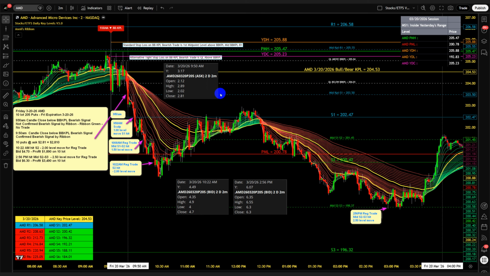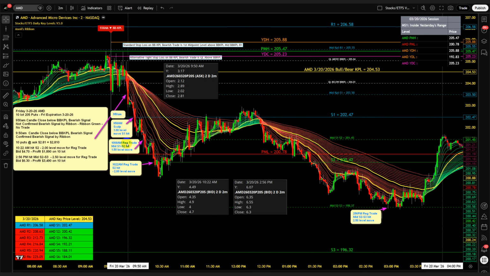Okay, so the 205 puts on this 9:50 a.m. candle close are $2.81. That's going to be $281 for each put. A total for 10 puts, $2,810. As you can see here at the 9:58 a.m. candle, we have a hit of the S1 level. As you can see, it closed below it after touching it. So that is your scalp only exit if you're only doing a scalp only trade.